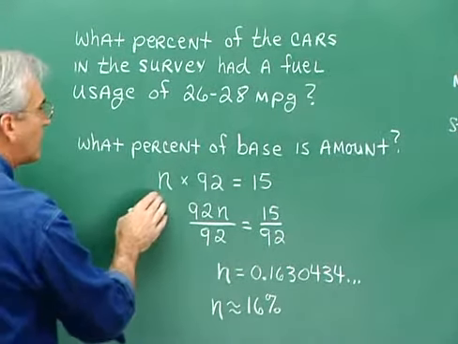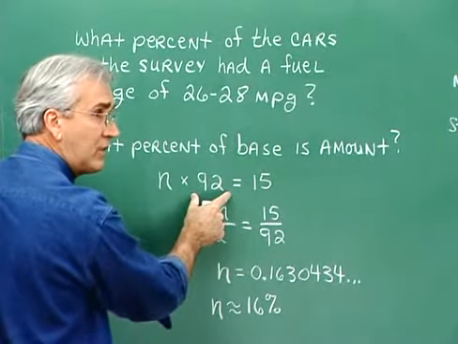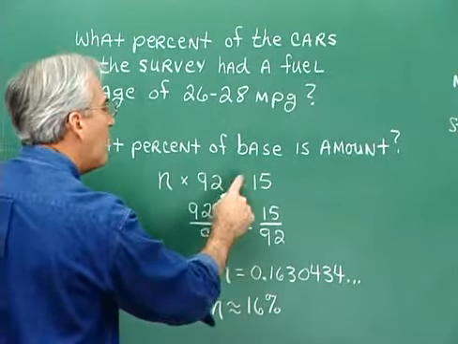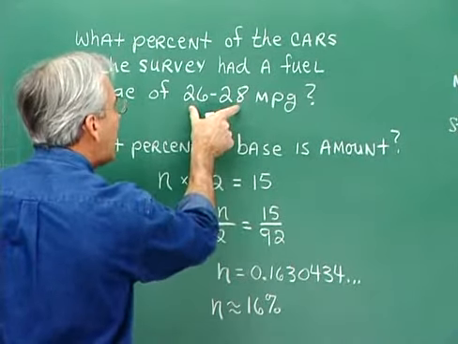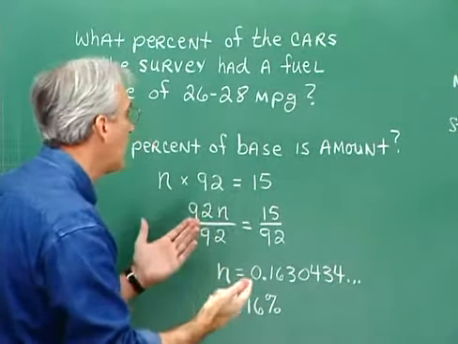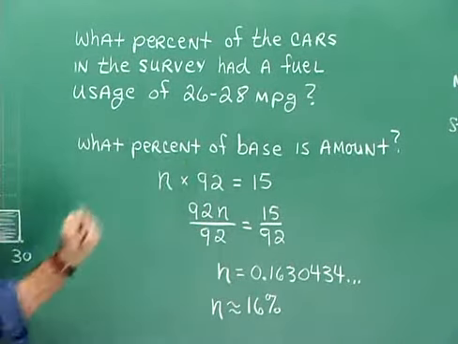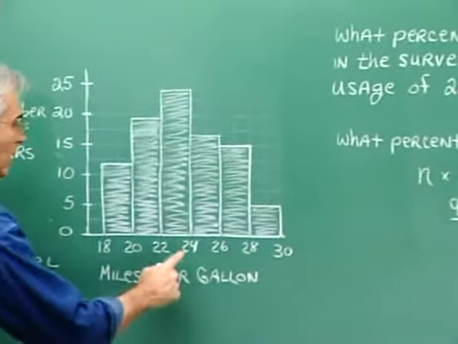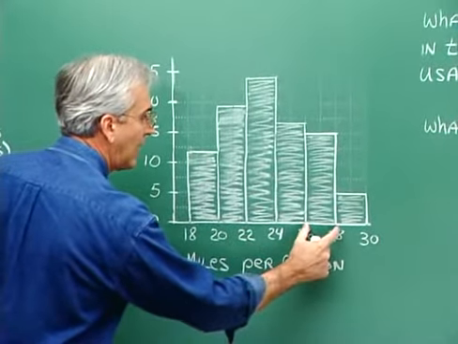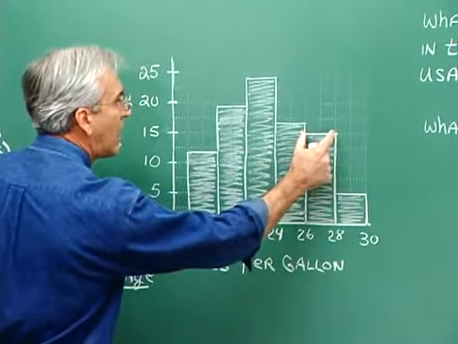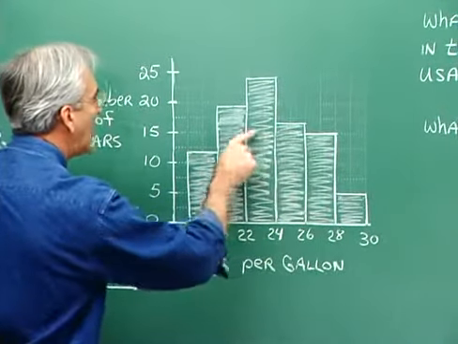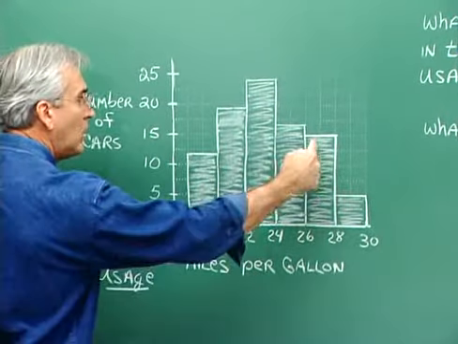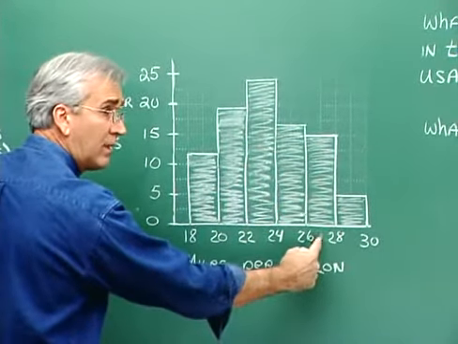What percent? The number of items surveyed, the number of cars in this test, is 92. The number that are in this category, well, that's where we have to look at the graph. So let's come back over here and verify that it's 15. We're looking for the interval of 26 to 28 miles per gallon. That's this interval. We look at the very top of it, and we slide over to the left, and we see the number 15. So there were 15 automobiles within this interval.